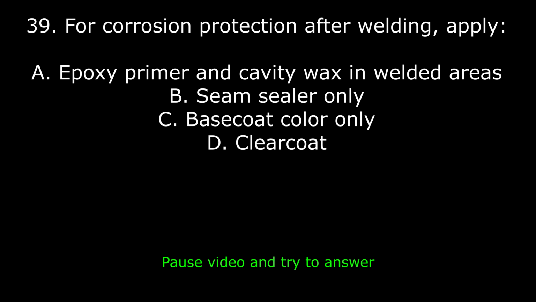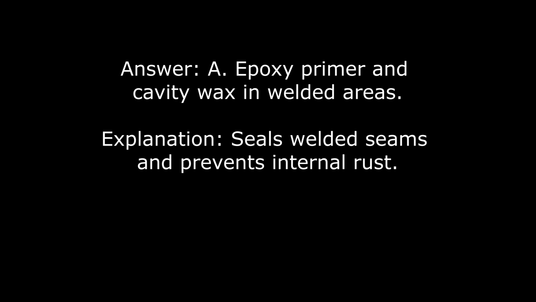39. For corrosion protection after welding, apply A. Epoxy primer and cavity wax in welded areas. B. Seam sealer only. C. Base coat color only. D. Clear coat. Answer: A. Epoxy primer and cavity wax in welded areas. Explanation: seals welded seams and prevents internal rust.